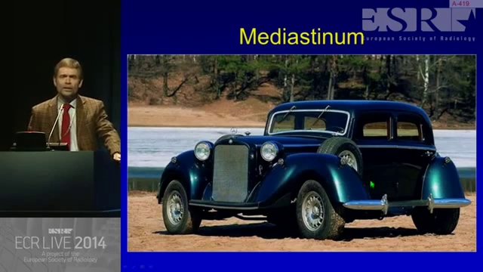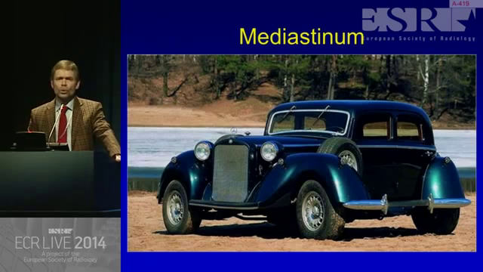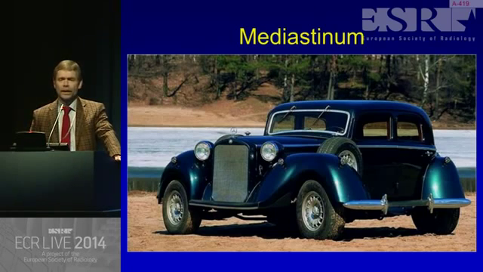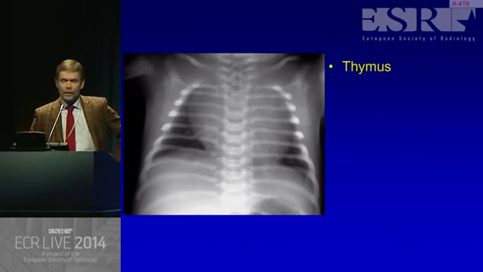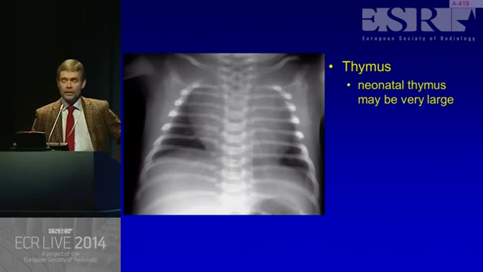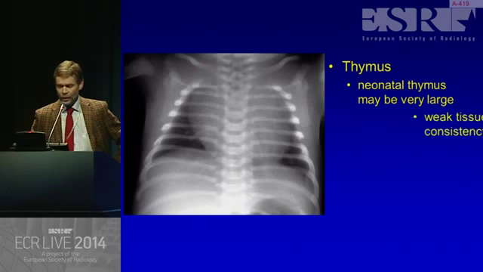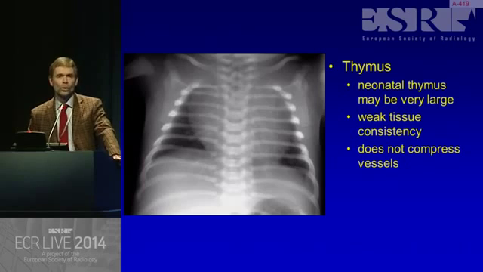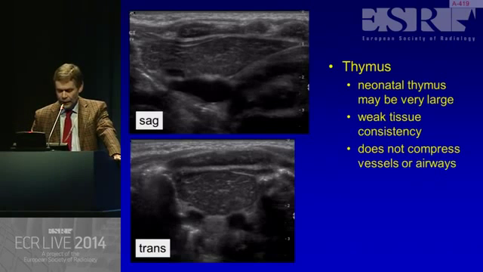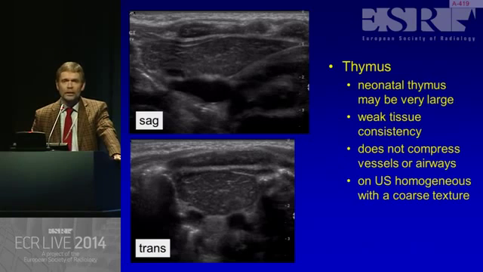So let's go ahead and start off with the mediastinum, and we go to all kinds of locations in the chest and in the abdomen, and also a short visit to the neck. So, is this normal? Well, it depends on the age. This is thymus, and in a very young infant, it's completely normal. It may be quite large, and it has very specific characteristics, like a weak tissue consistency, so it doesn't compress vessels at all, despite its size. It has a very specific texture. It's homogeneous, but it has quite a coarse texture in which you can recognize it.